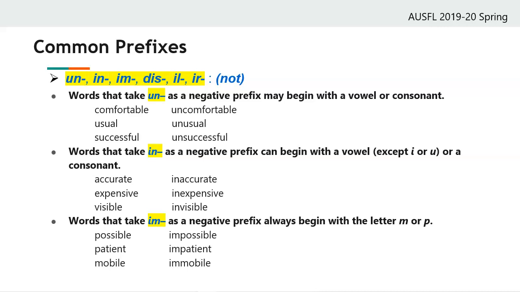Examples: comfortable, uncomfortable, usual, unusual, successful, unsuccessful. In. Words that take in can begin with a vowel except I or U or a consonant. The examples: accurate, inaccurate, expensive, inexpensive, visible, invisible. Im. Words that take im always begin with the letter M or P. Possible, impossible, patient, impatient, mobile, immobile.